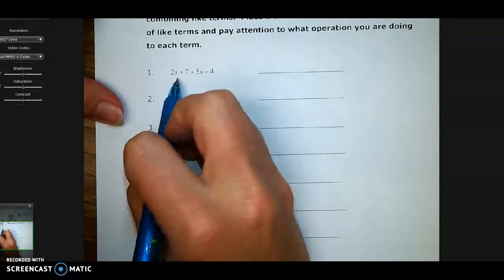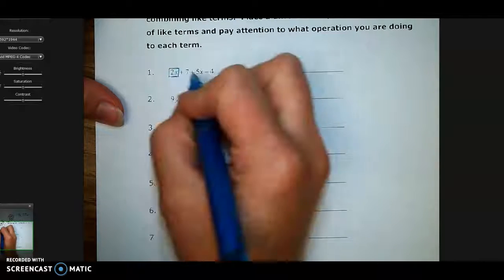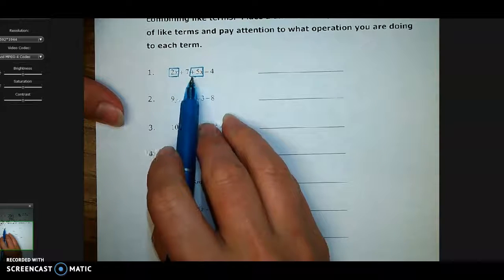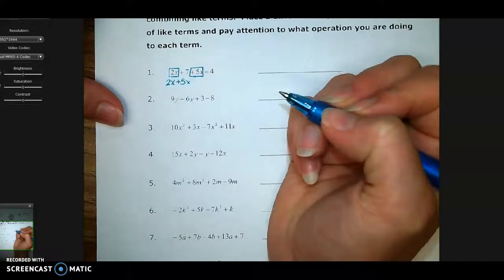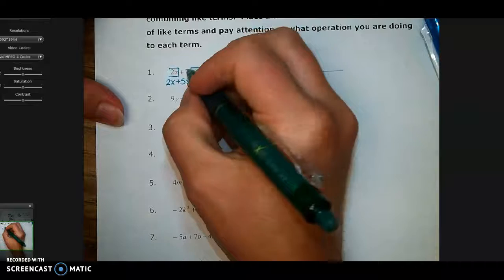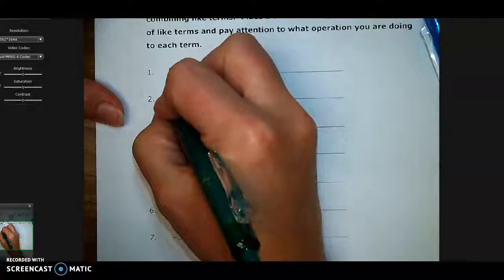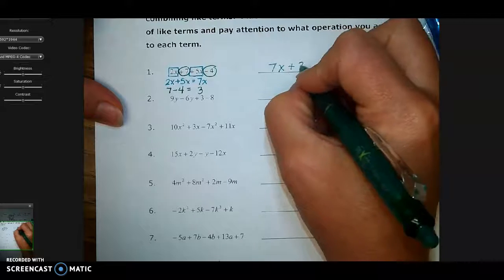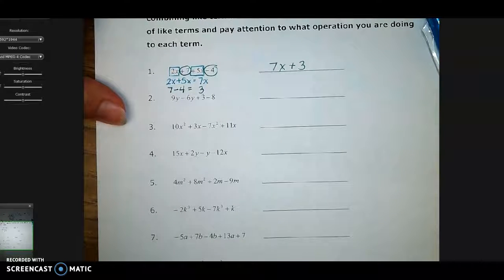So in this first one, we have 2x plus 7 plus 5x minus 4. My x terms, I want to make sure that I include the sign that comes with it. So I can think of that as 2x plus 5x, which gives me 7x's. I then have two constant terms. I have a positive 7 and what I can think of as a negative 4, or 7 minus 4, which gives me 3. And it becomes 7x plus 3 because that 3 from the 7 minus 4 was positive.